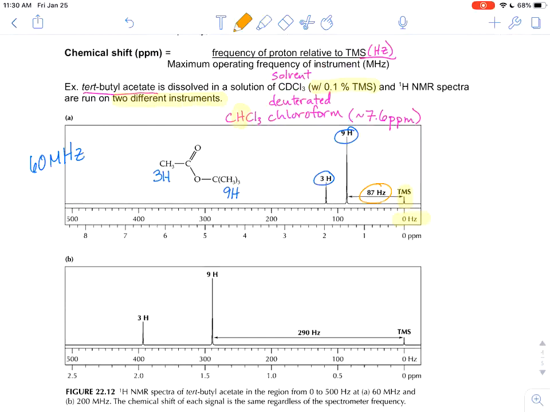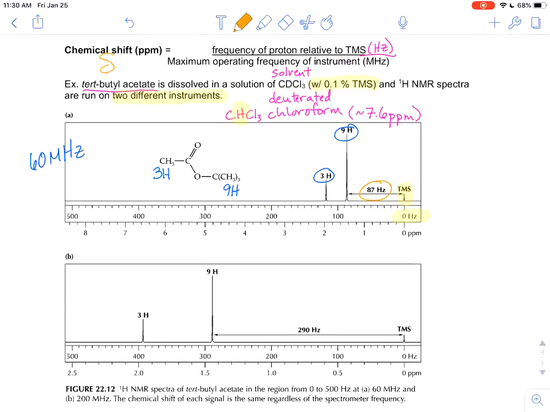This is starting in frequency, in units of hertz. So the chemical shift, often abbreviated with this delta symbol, is equal to the frequency relative to TMS. It resonates at a frequency 87 cycles per second greater than tetramethylsilane. We put that over 60 megahertz, the operating frequency of the instrument.